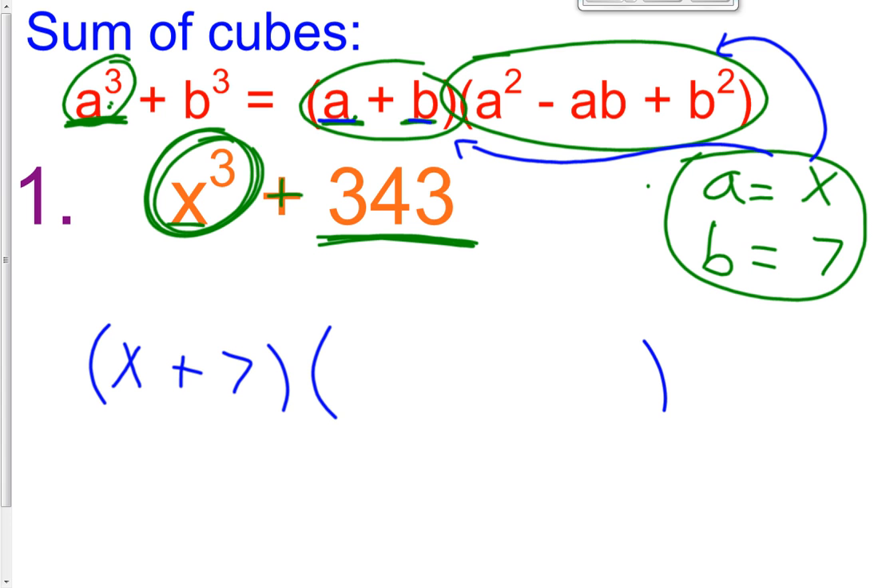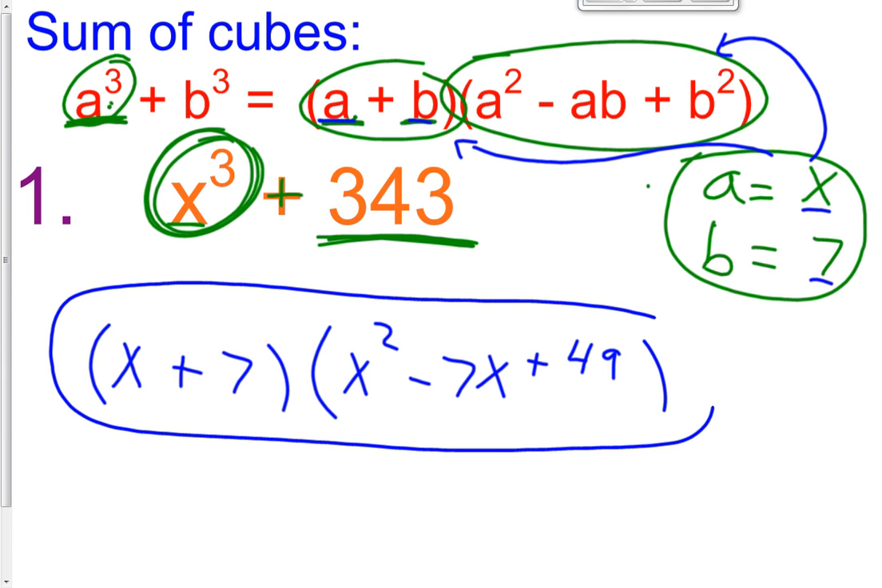So we have x plus 7 times a squared, so x squared, minus a times b, so minus x times 7, so minus x times 7 is a minus 7x, plus b squared, so plus b, which is 7, squared. And as we all know, 7 squared is the number 49. So here is my answer, class. I have successfully factored down the sum of 2 cubes.